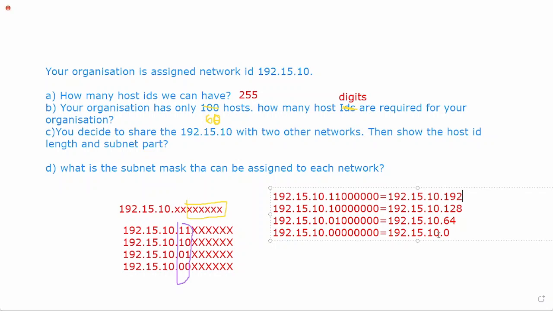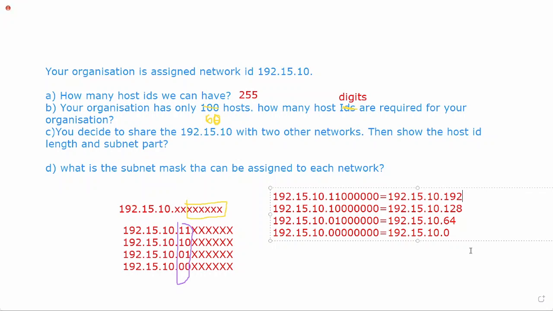So there you can have 192.15.10.1, 2, 3, 4, like that, up to 63 will be given for the first network, right? The next network, the network ID is 64. So you can start 192.15.10.64. We are usually not using that. Then 65, 66, 67, like that you can use. Next one, starting from 129 addresses you can use. Next network you can use starting from 193 up to 255.